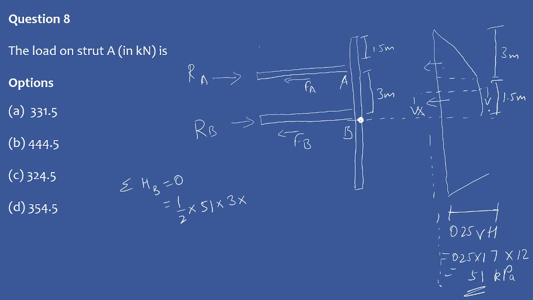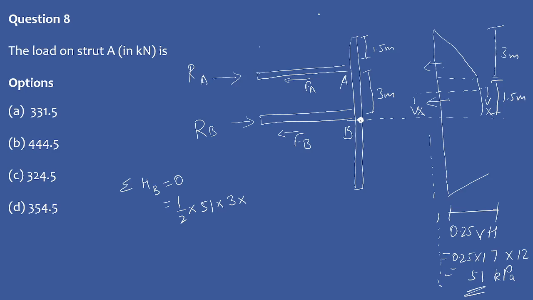If you see it from the top view, where should I draw? Let me draw here. The XX section basically: here is your one strut, here is your other strut, and the distance between them is given as 4 meter. So half into 51 into 3 will give you this area, and then you need to multiply it with the in-plane distance also, so that will be the 4 meter.